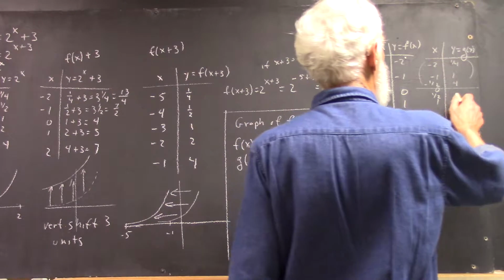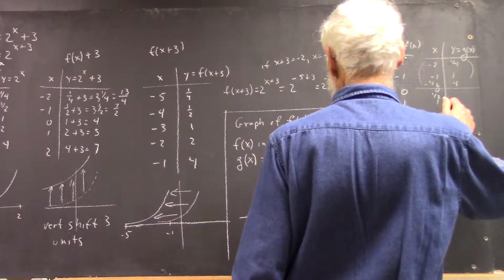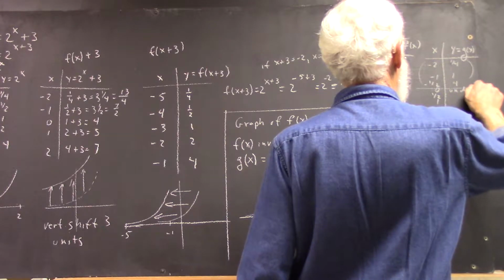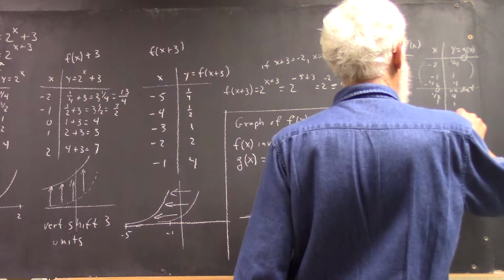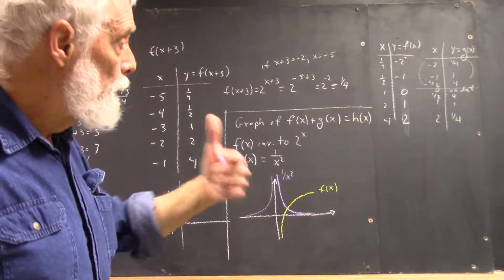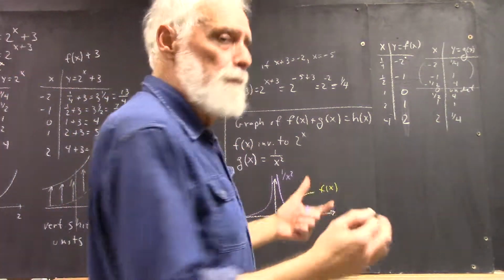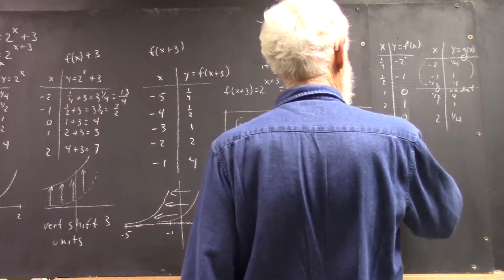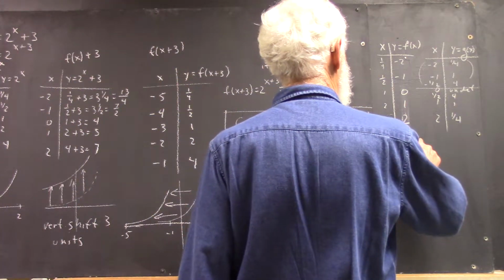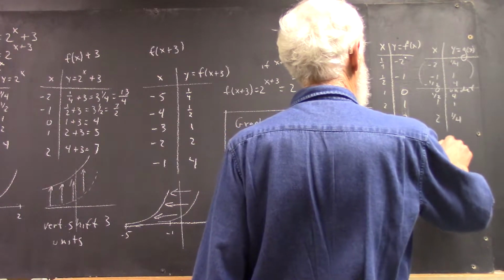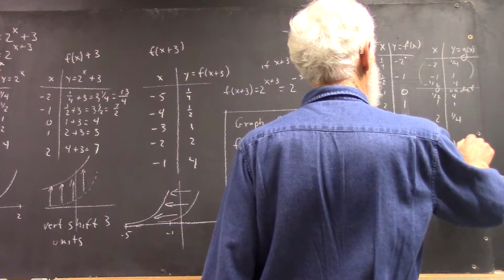Okay, but then we have our y values. Well, this is undefined. This is 4, this is 1, this is 1/4, right? So if we want to make a table, and we can do pretty well just by making a table here. So we have x, and then we have y equals h of x, which is f of x plus g of x.